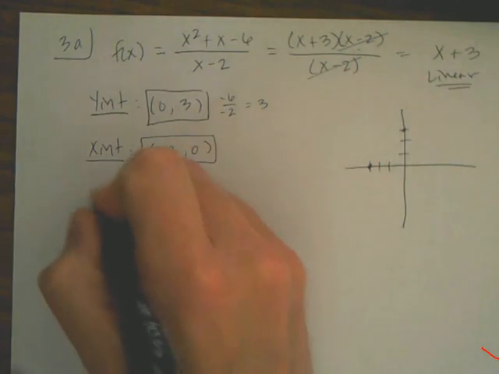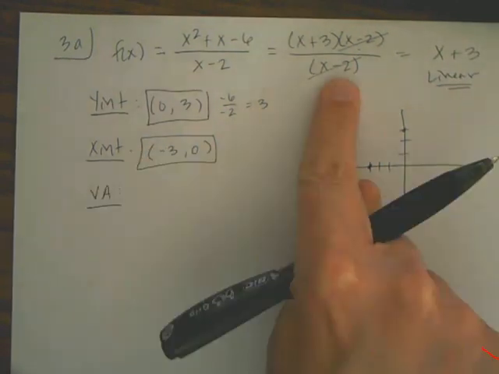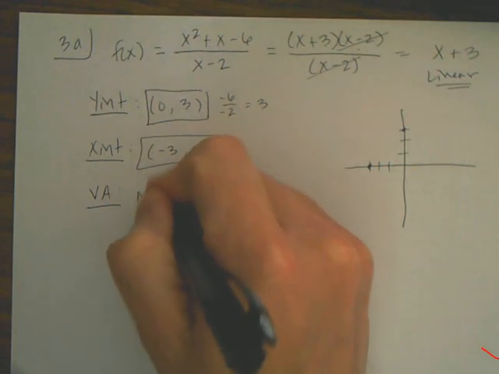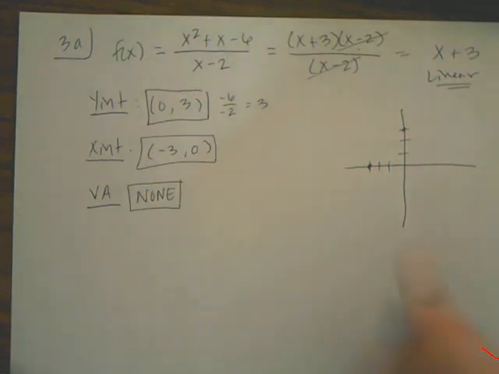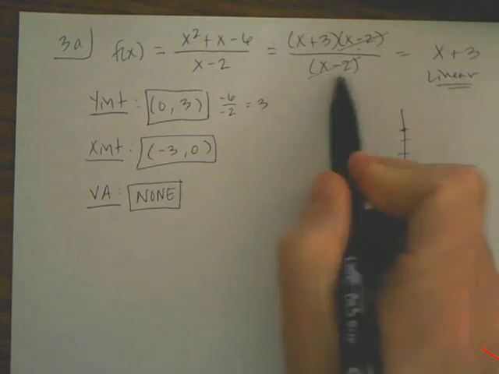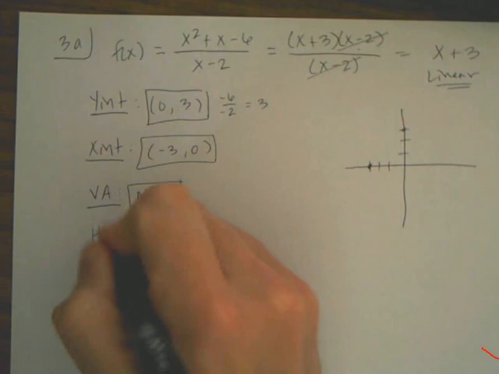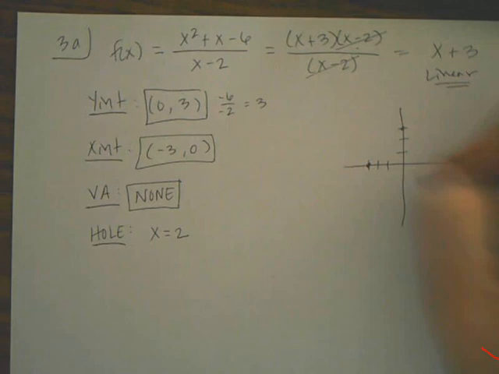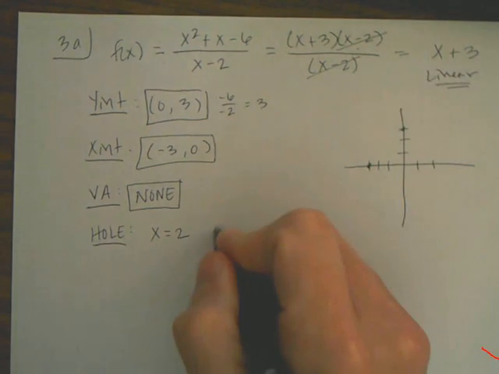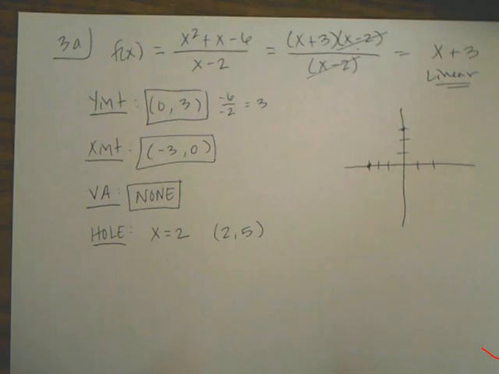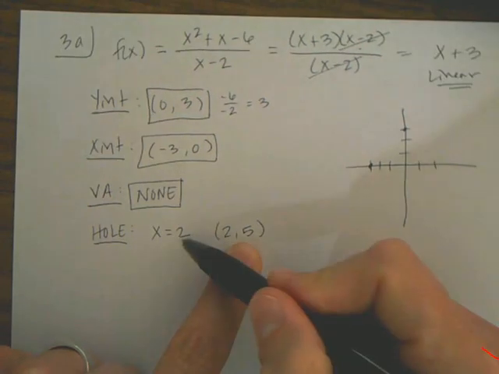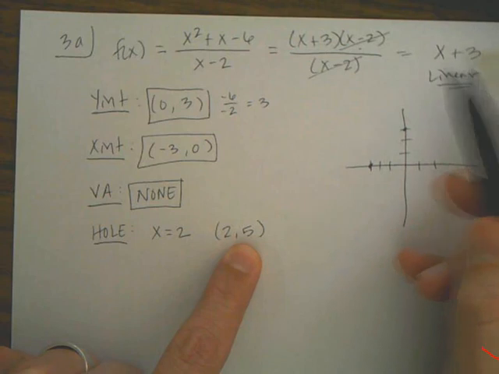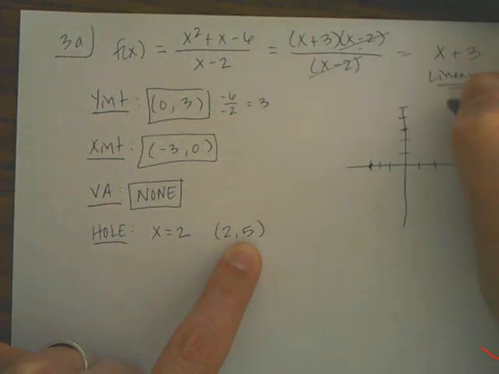Vertical asymptote. We have none because it got canceled out. However, we still cannot plug in a value of 2 into my original equation, so therefore we have a hole when x equals 2. So at this coordinate point over here, we're going to have a hole. The hole will actually occur at (2, 5). The 5 comes when I plug in 2 for x up into my new function. 2 plus 3 is 5. So I'm going to have a hole right here.